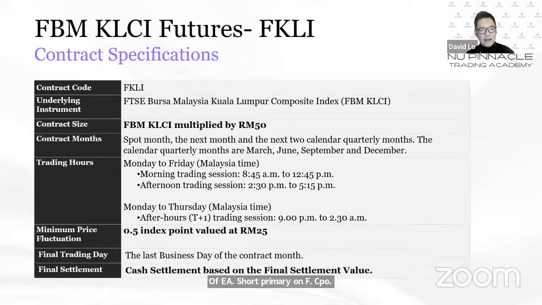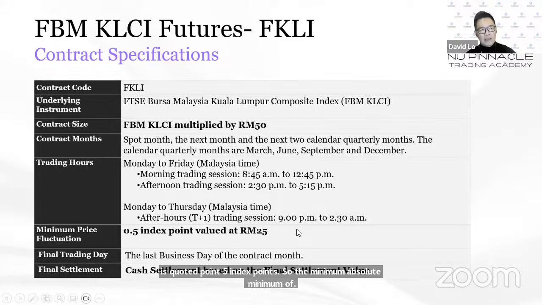Next, we go to FKLI. Of course, FKLI is the futures contract on the KLCI, the top 30 stocks on Bursa Malaysia. The contract size is FBM KLCI multiplied by 50. So every single point on the index for the FKLI is worth 50 ringgit. But it's quoted in half points, 0.5 index points, so the absolute minimum move is 25 ringgit as well.